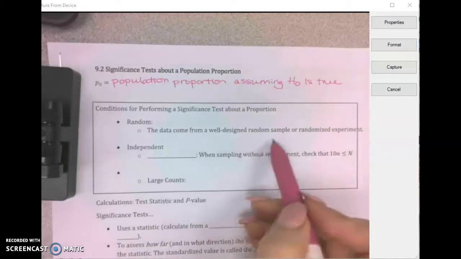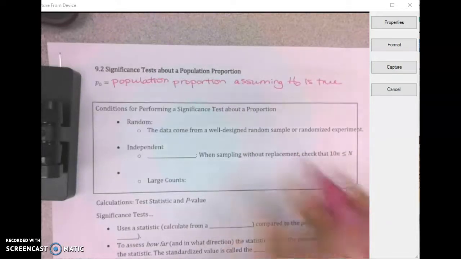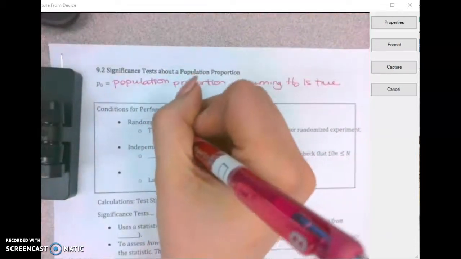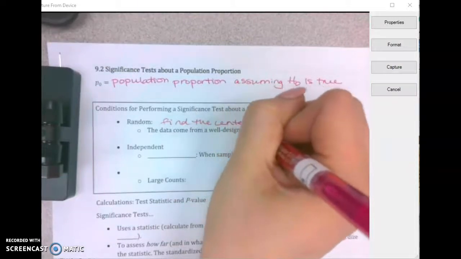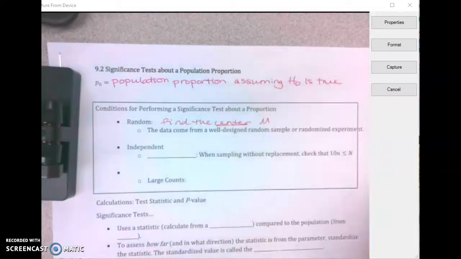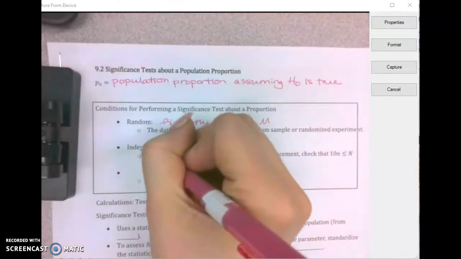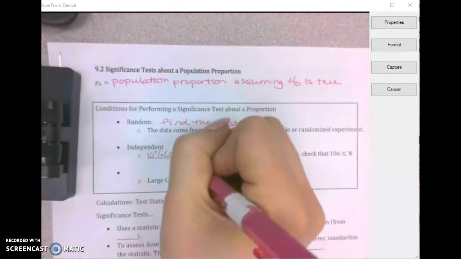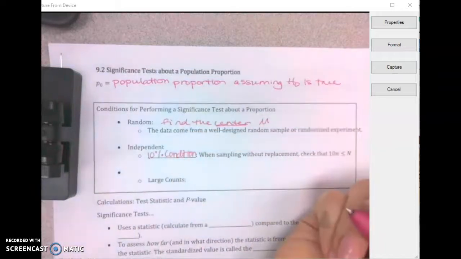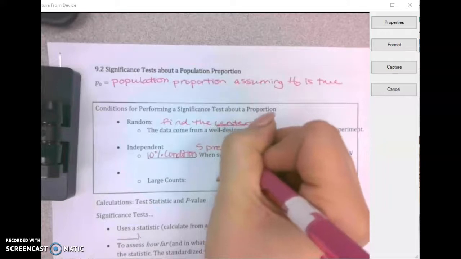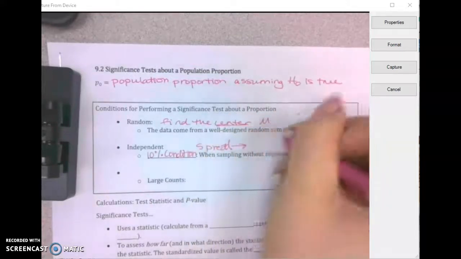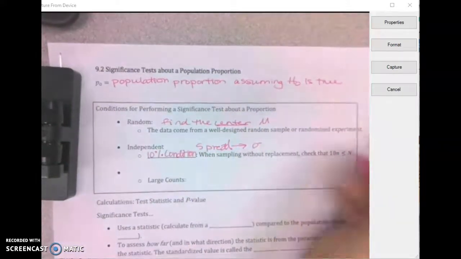The data came from a well-designed random sample or randomized experiment. And mind you that we do random so that we can find the center, which is mu. Okay? Then we check independence. This is our 10% condition. And this gives us our spread, which tells us our standard deviation.